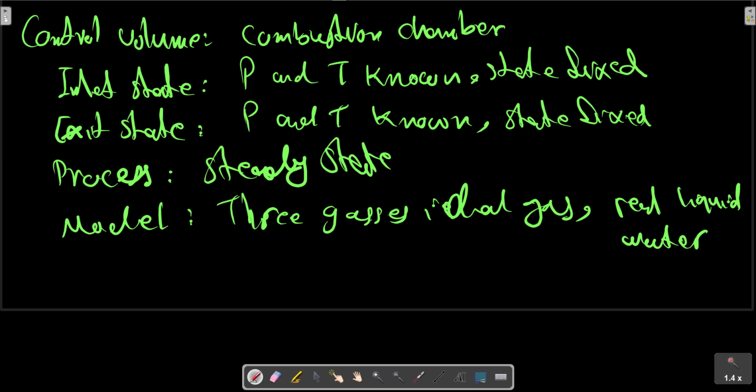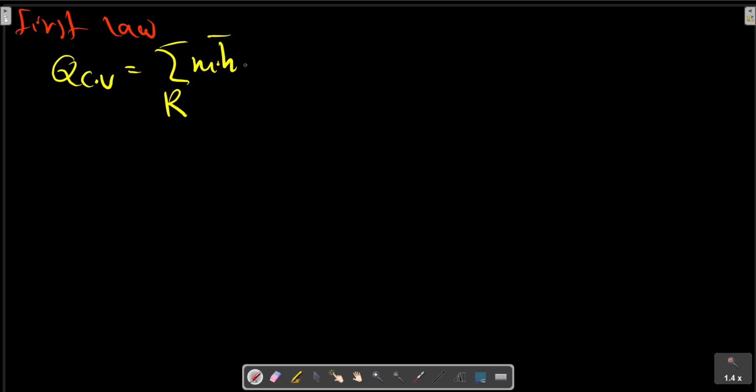For the control volume, the first law can be written as this relation. First law: Q control volume, plus the sum of n_i h bar_i, equals the sum of n_e h bar_e.